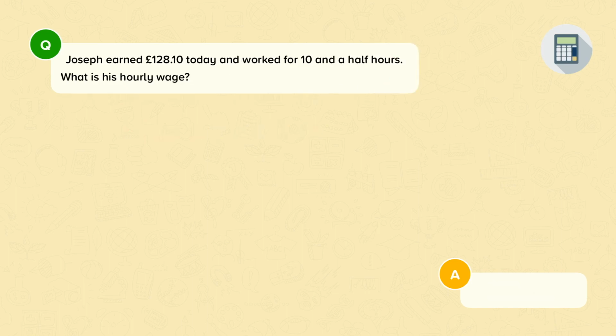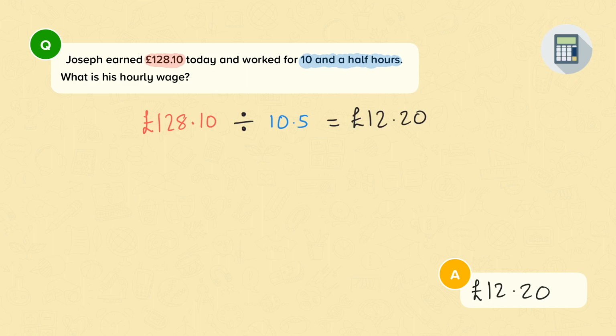Let's look at another question. Joseph earned £128.10 today and worked for 10.5 hours. What is his hourly wage? Here we are asked to work backwards compared to the previous question. We know how much Joseph earned in a day, £128.10. We also know the amount of hours that he worked, 10.5. We need to find out how much his hourly wage is. So we need to divide the amount of money that he is paid with the amount of hours that he worked. £128.10 divided by 10.5 is £12.20.